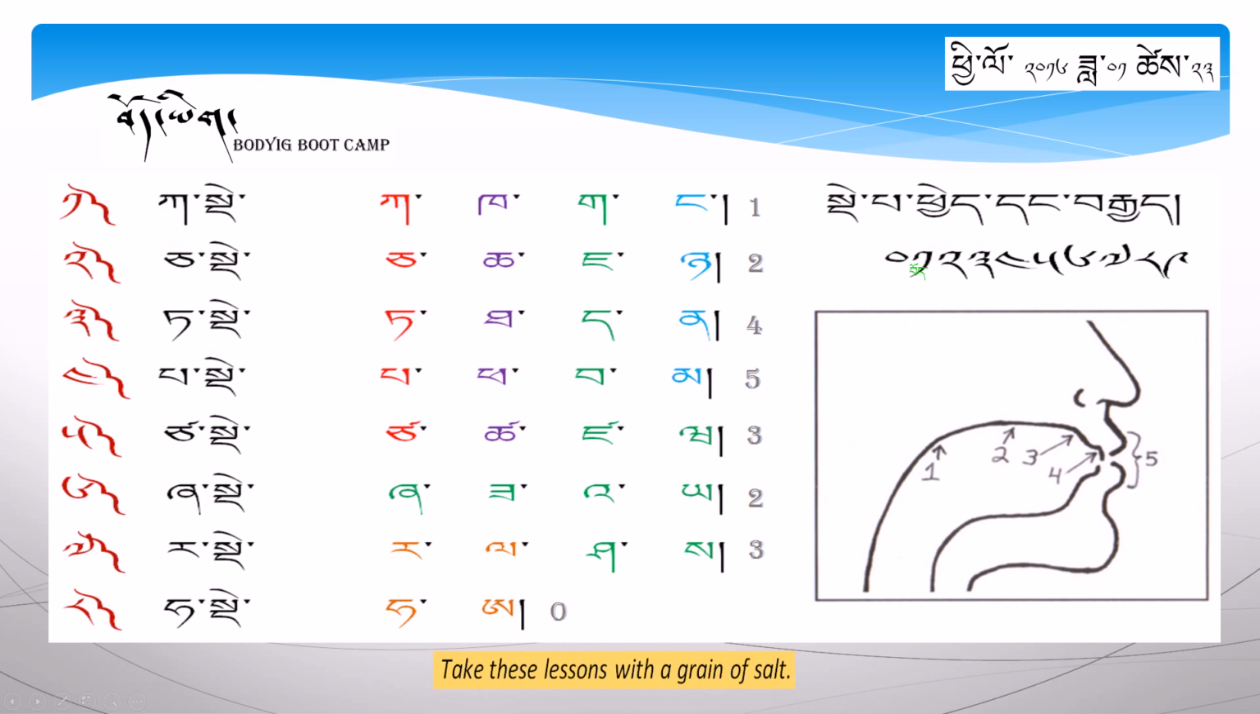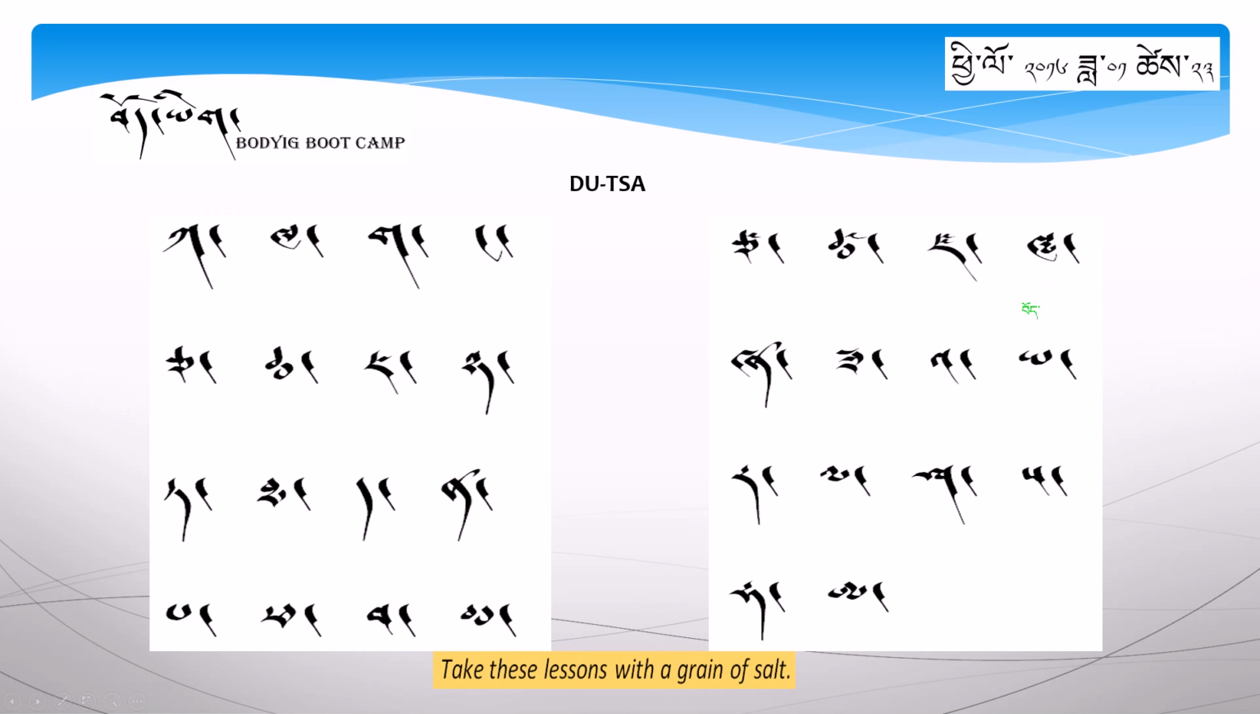And then I have written the numbers here just as an FYI. It's 0 through 9, right? So it's lego, chik, ni, sum, shi, nga, tuk, du, gye, gu. So this is just from 0 through 9.